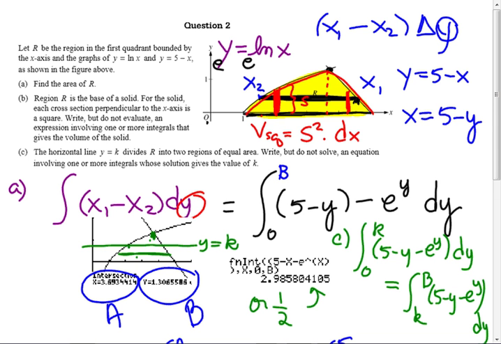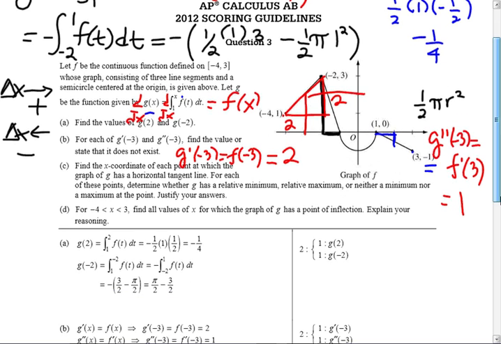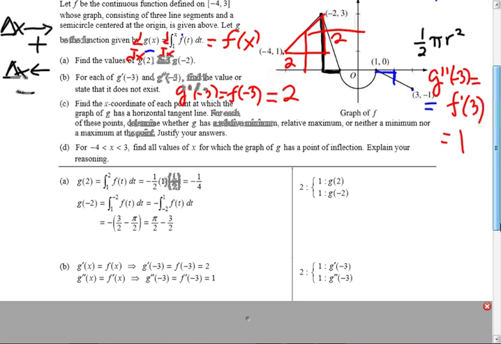We haven't tried. We haven't looked at the next question. Find the x-coordinate at which the graph of G has a horizontal tangent line. It says justify all your answers, really.